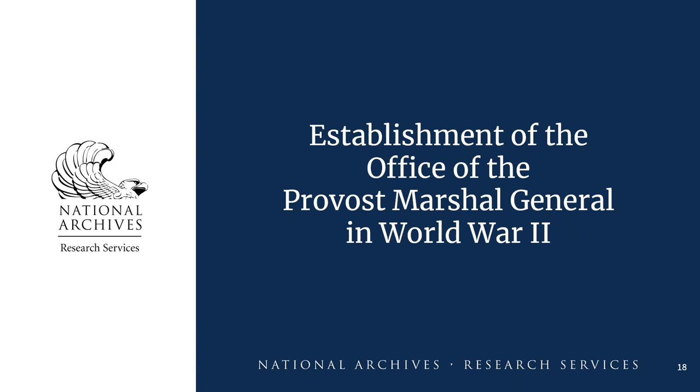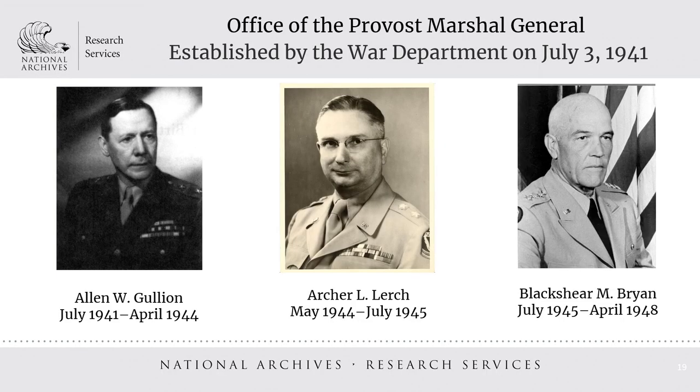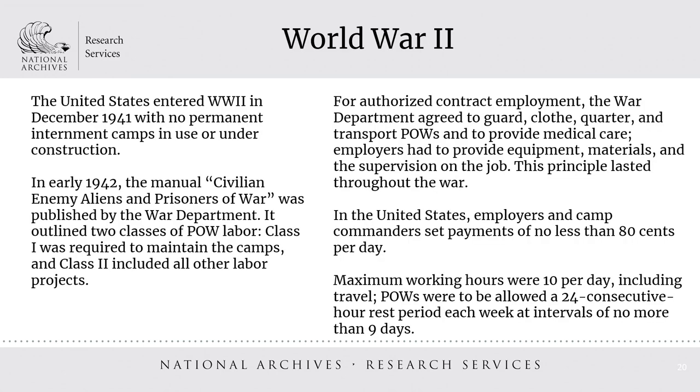That brings us to the Office of the Provost Marshal General during World War II, which is the office as it was during the time when the records we'll be discussing today were created. Three different men held the position of Provost Marshal General during the course of World War II, and then led the transition to the first non-wartime office of the Provost Marshal General as the war ended. Although both the Office of the Provost Marshal General and the Military Police Corps were established in 1941, before the U.S. officially entered the war, there were no permanent internment camps in use or under construction at that time. That began to change in 1942.